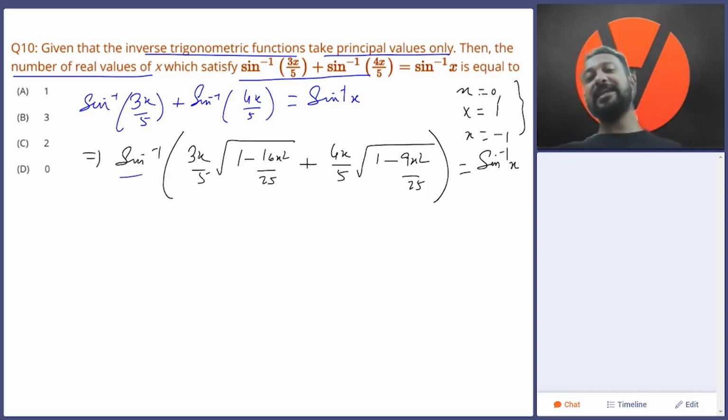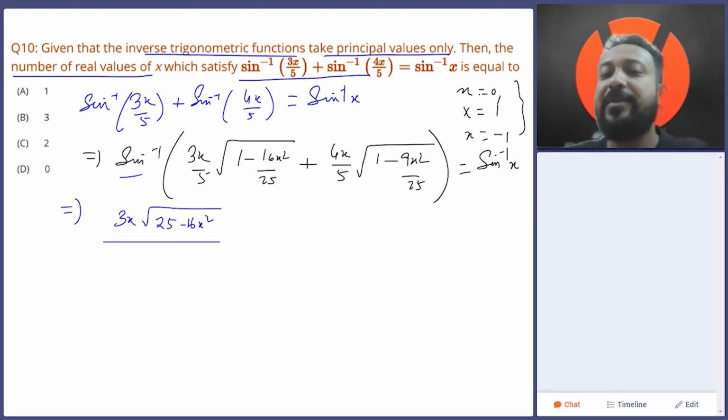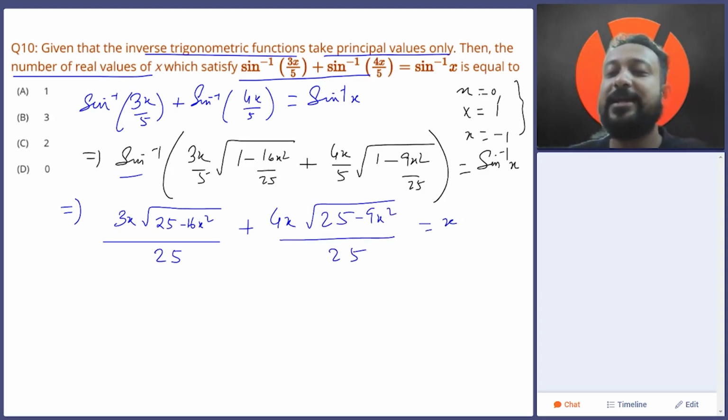Sine inverse a equal to sine inverse b will happen only if a is equal to b. I just need to solve this now. So I think you can see very clearly 3x times root of 25 minus 16x square divided by 5 (5 fives are 25), plus 4x times root of 25 minus 9x square, whole divided by 5 (5 fives are 25), that is equal to x on the right hand side.